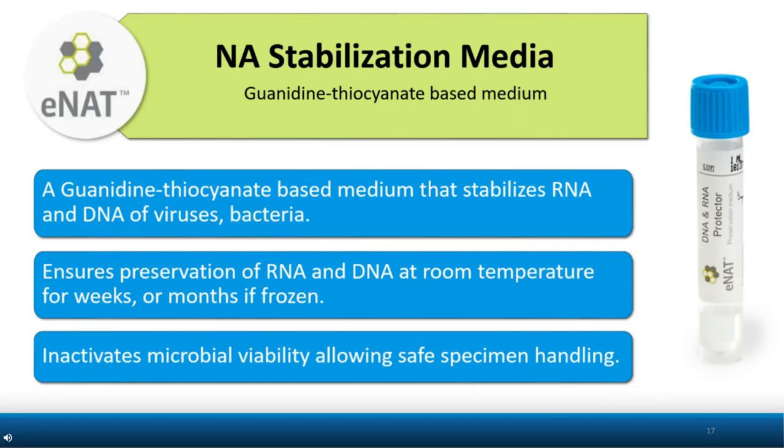Another media is nucleic acid stabilization media, and these are guanidine thiocyanate-based media. Copan also produces one of these types of tubed media called the ENAT. And again, because it does have this guanidine thiocyanate in it, it stabilizes both RNA and DNA of viruses and bacteria. So it ensures the preservation of the nucleic acid at room temperature for weeks, or even months if the specimen is frozen. And one thing to remember about these guanidine thiocyanate-based media is that they do inactivate microbial viability and activity. So it allows for safe specimen handling, but you will not be able to recover or grow the organism from these nucleic acid stabilization media.